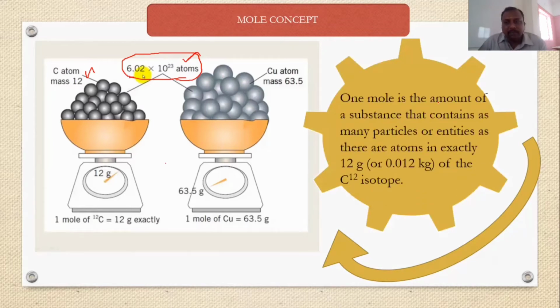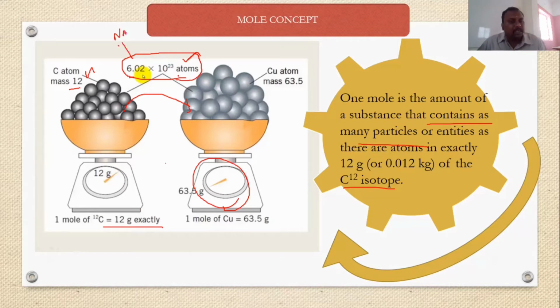Okay, the definition of 1 mole is: 1 mole is the amount of substance that contains as many particles or entities as there are atoms in exactly 12 gram of carbon-12 isotope. In the carbon-12 isotope, எவ்வளோ atoms இருந்தோ similar atoms இருக்கக்கூடிய other elements weight எவ்வளவோ that will be called 1 mole. Actually, 12 gram of carbon contains 6.023 × 10^23 atoms. That number is called the Avogadro number.